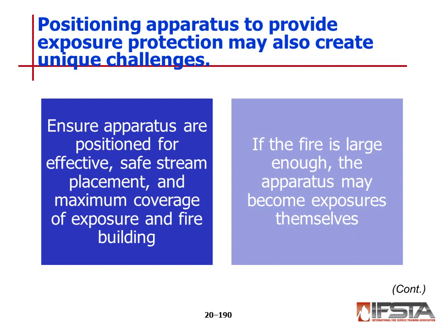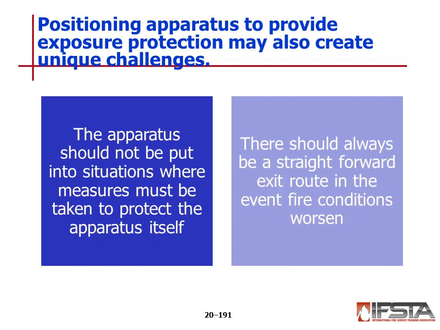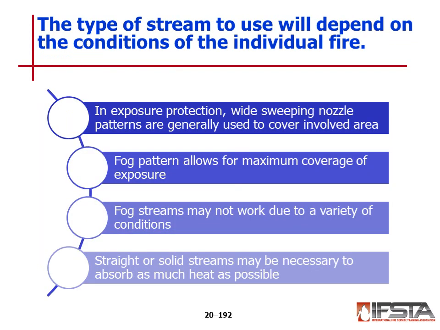There should always be a straightforward exit route in the event fire conditions worsen and the exposure protection operations must be abandoned. The type of stream to use will depend on the conditions of the individual fire. In exposure protection, wide sweeping nozzle patterns are generally used to cover the involved area. A fog pattern allows for maximum coverage of the exposure. Fog streams may not work due to a variety of conditions. Then straight or solid streams may be necessary to absorb as much heat as possible.